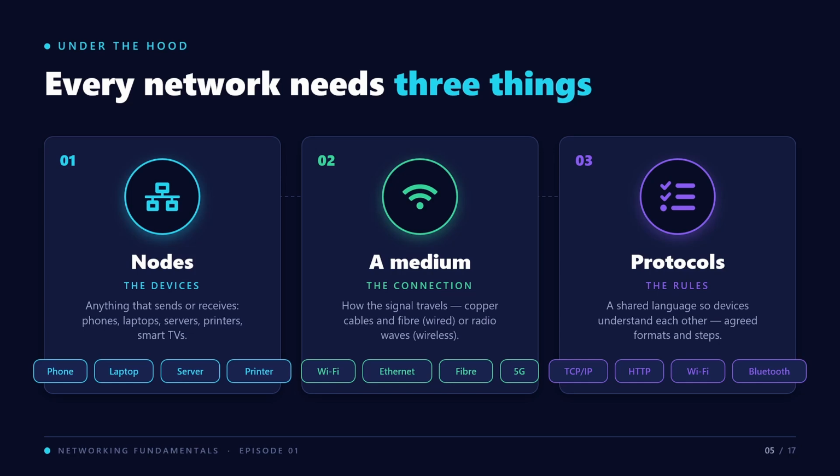Think of it like a phone call. You've got two people. Those are your nodes. You've got a phone line. That's your medium. But if one person speaks English and the other only Japanese, nothing gets through. They need a shared language, a common language between them to understand the messages. So, on a network, that shared language is a protocol. Things like Wi-Fi or TCP/IP.